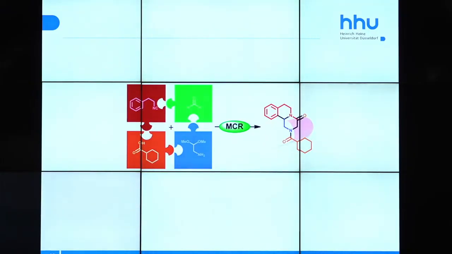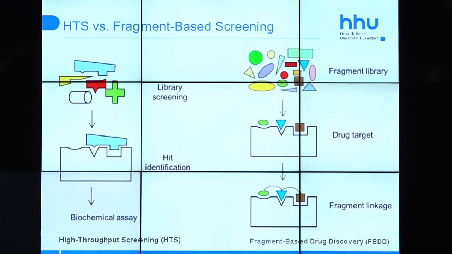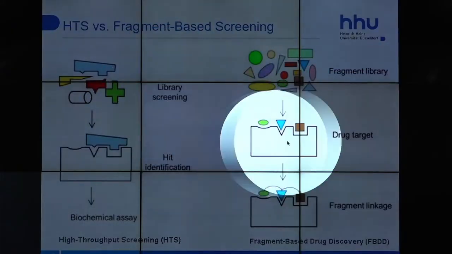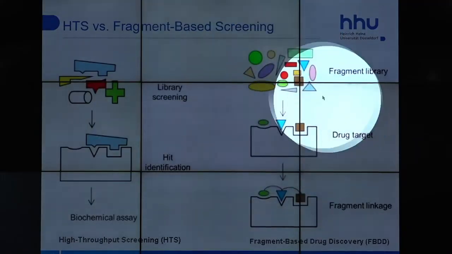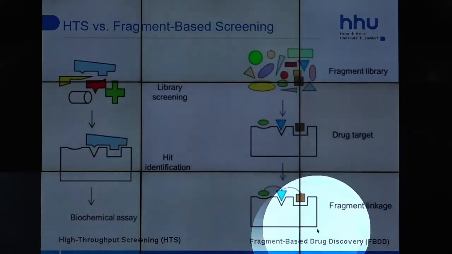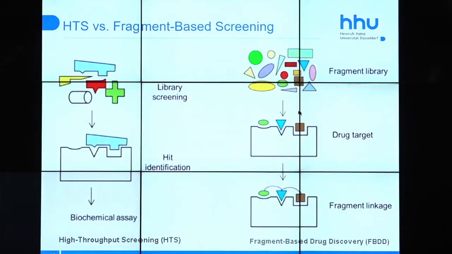Something that happens, so it depends how closely you're looking. You can look at each compound in detail, or you look sometimes at some cocktails and see what's happening there. And with a fragment library, you quite often look at cocktails. So you give a cocktail, a different library, to your drug target, and then you check in which way these fragments are really binding.